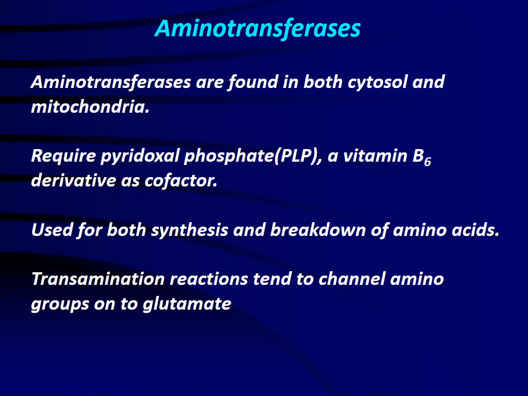Aminotransferases. Aminotransferases are found in both cytosol and mitochondria. They are used for both synthesis and breakdown of amino acids. Transamination reactions tend to channel amino groups onto glutamate.